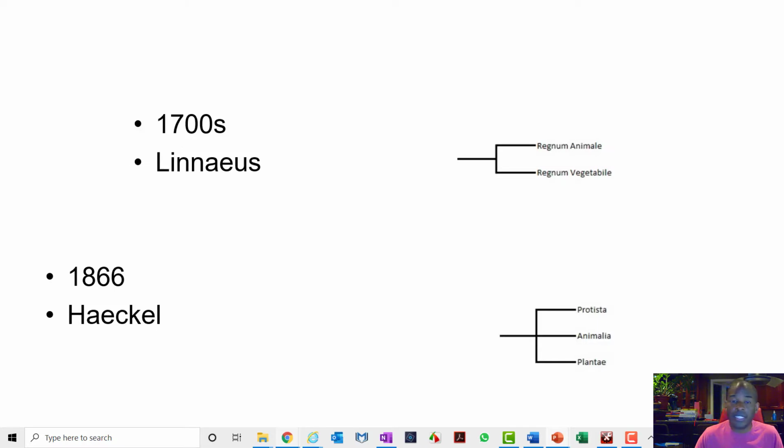So if we just follow the history a bit, we'll see that in the 1700s, we had the animals and the vegetables, right? That was Linnaeus. In 1866, Ernst Haeckel, that person who did that amazing tree, but also said ontogeny recapitulates phylogeny. Protists, small, tiny little animals, but they're not, animals and plants.